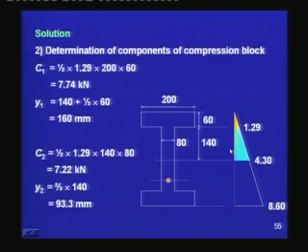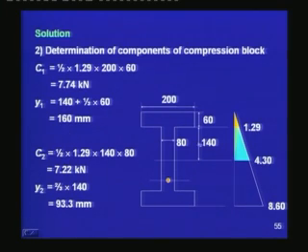Our second step is the determination of components of the compression block. C1 is equal to half of the stress at the junction of the flange and web, which is 1.29, times the area of the flange, which is 200 times 60. Thus, we get C1 is equal to 7.74 kilonewtons. Y1, which is the distance of the location of C1 from the CGC, is equal to 140 plus 1/3 of 60, which gives us Y1 is equal to 160 millimeters.